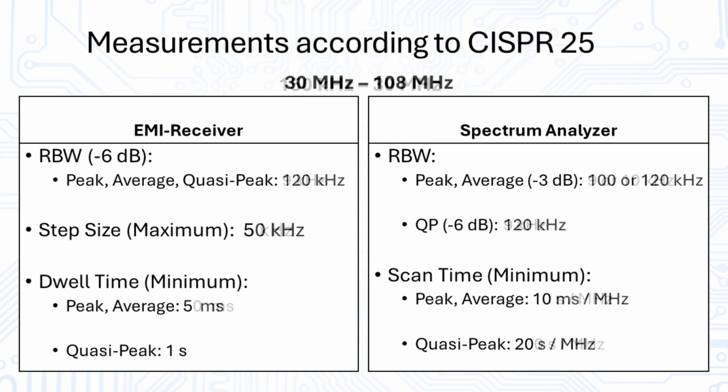For frequencies above 30 MHz, the same setup procedure must be followed. We start by adjusting the frequency range for both instruments and set respective dwell time for the EMI receiver and resolution bandwidth, as well as scan time for the spectrum analyzer. Note that when using an EMI receiver, both frequency bands can be measured in one run if the settings for both are added to the scan table. This is not possible when using a spectrum analyzer.